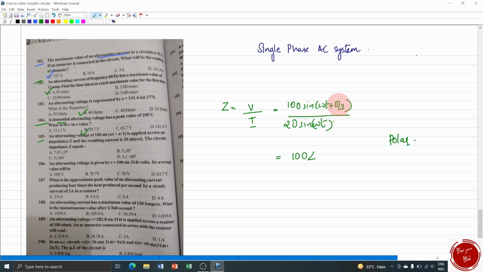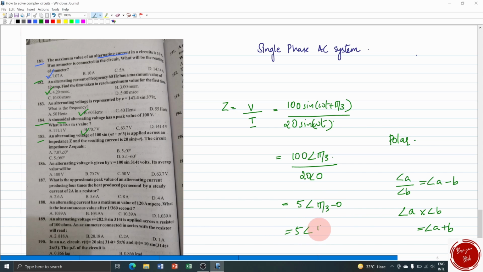So here it is pi by 3 angle leading because we are having a positive in between. So it is angle pi by 3. It is leading, right? And here it is 20 angle, no angle is there, so it is 0. So just divide it. 100 divided by 20 is 5. Angle pi by 3 divided by angle 0. Angle A divided by angle B is angle A minus B. Or if it is angle A into angle B, it is angle A plus B. So it is 5 angle pi by 3 minus 0 or 5 angle pi by 3. Now pi by 3 is 180 divided by 3 degrees. That is 5 angle 60 degrees is your answer.